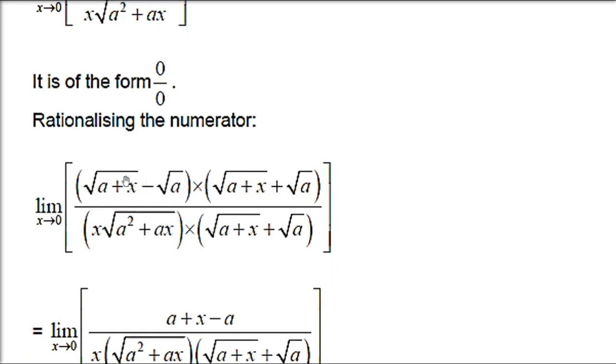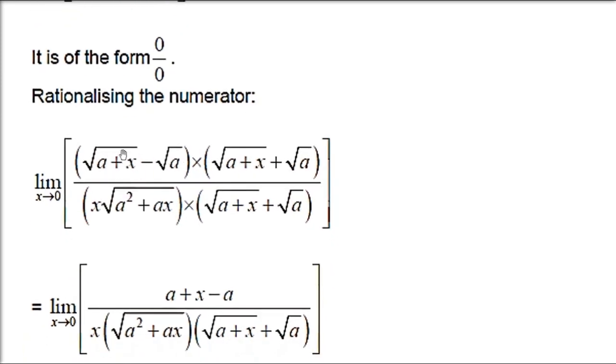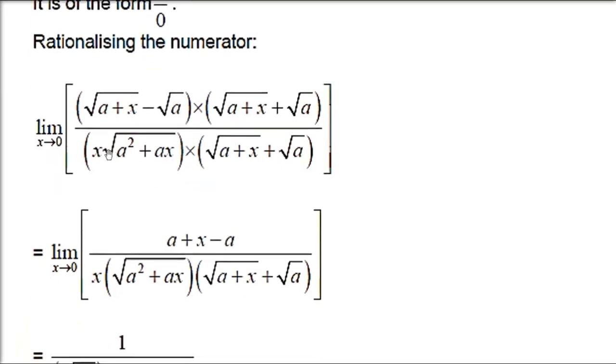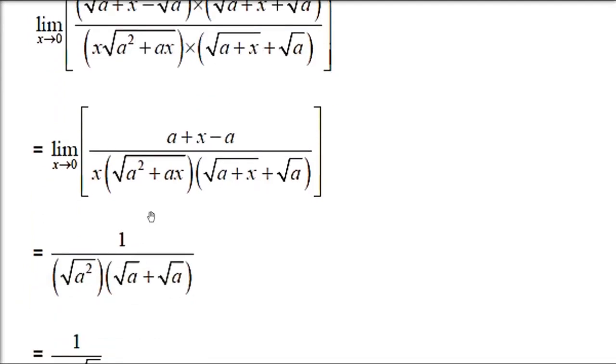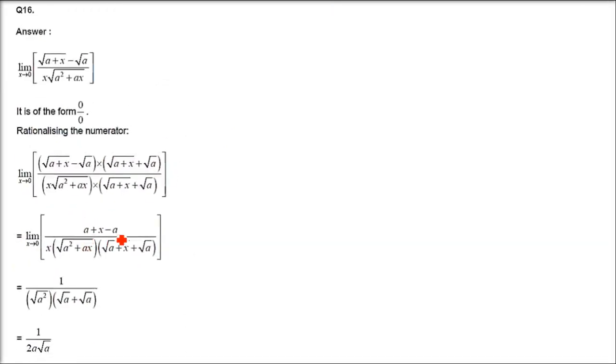How to do this? Just multiply, because it is negative, so multiply with plus. This is a plus b, a minus b, so a square minus b square. So you have a plus x minus a in the numerator, and in the denominator of course we have x already there. Multiplying this, a plus x minus a, the a's get cancelled, you have x. So this x gets cancelled with x, and in the denominator you have under root a square plus ax, under root a plus x plus under root a.